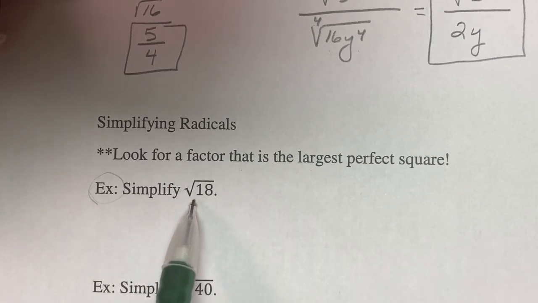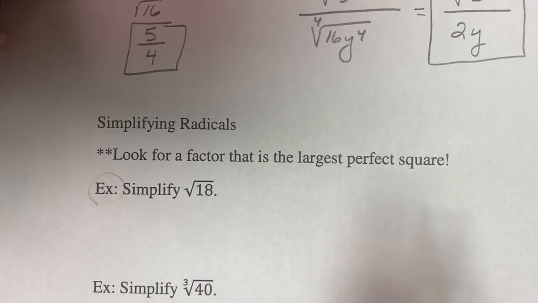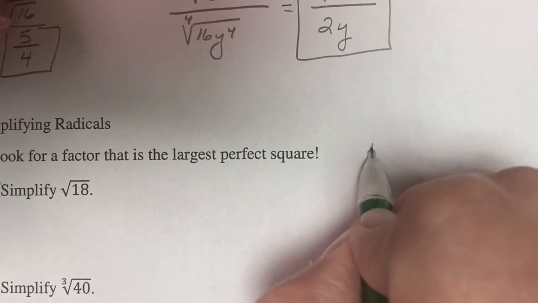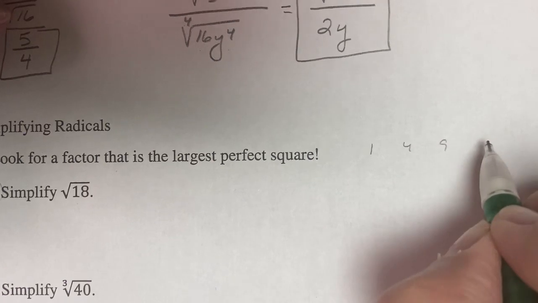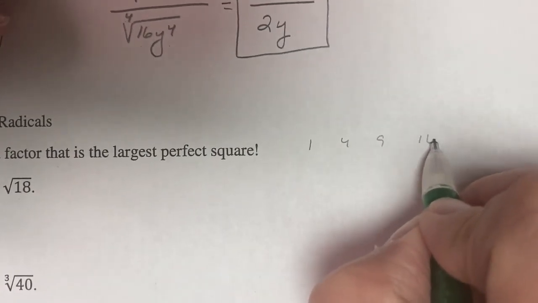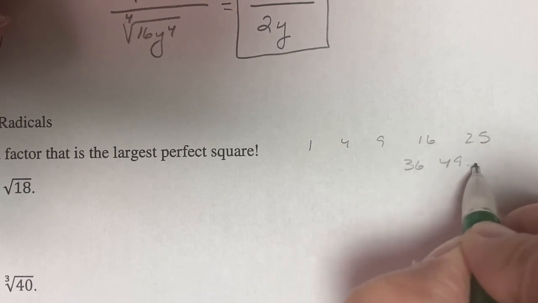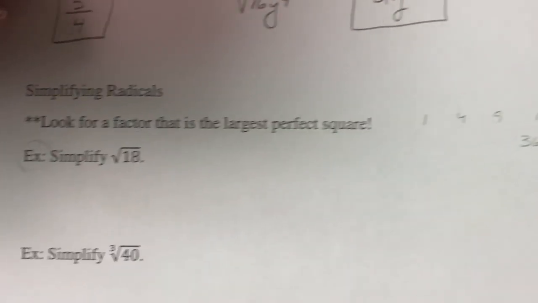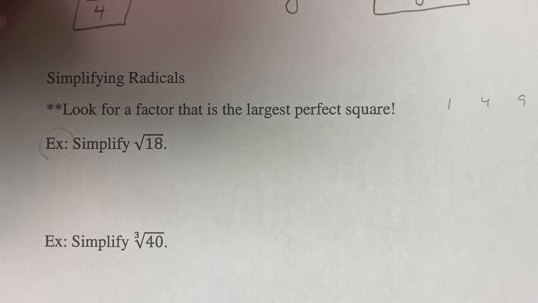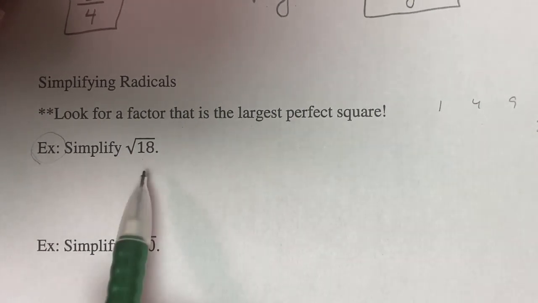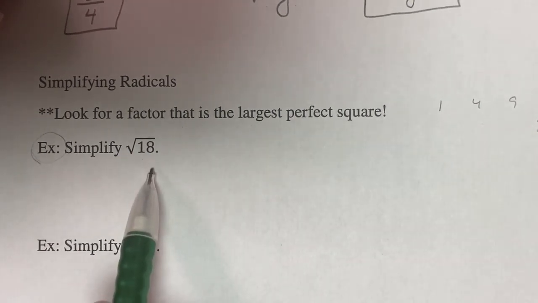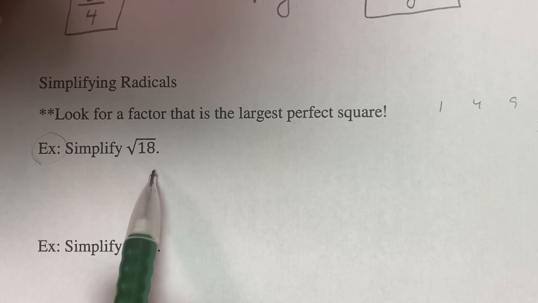You think to yourself, what is a perfect square? Now remember, our perfect squares are numbers like 1, 4, 9, 16, 25, 36, 49, and so on. Those are our perfect squares. What is the biggest one of these perfect squares that divides evenly into 18? Well, 9 divides into 18.